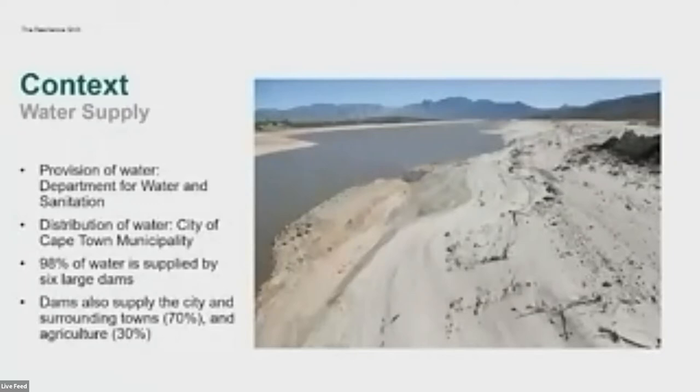They supply the city, many neighboring towns, and also local farmers with water throughout the year. So the allocation of these resources requires complex governance structures to ensure that all of the stakeholders receive what they require.